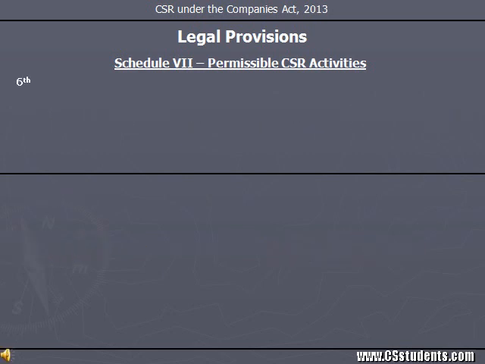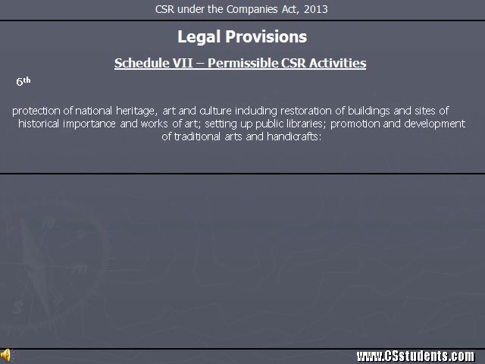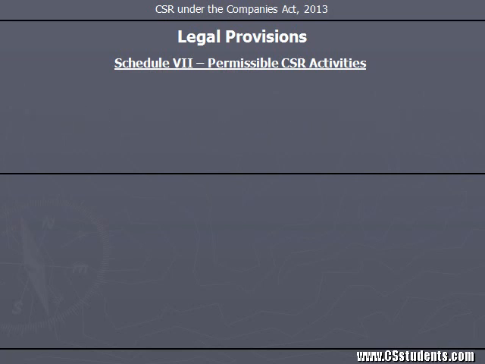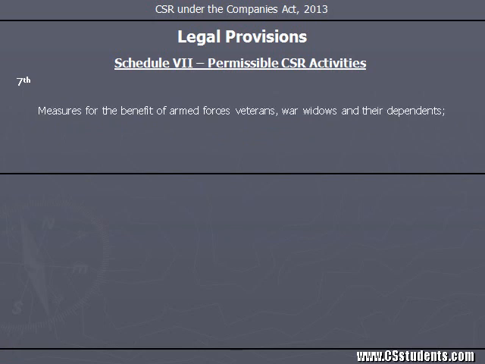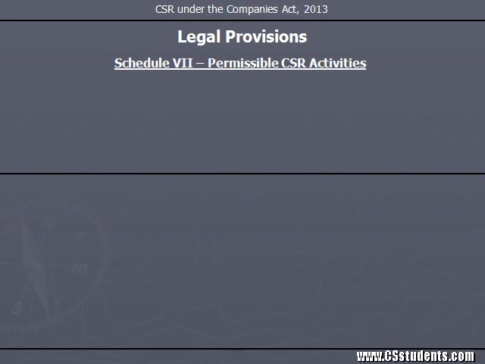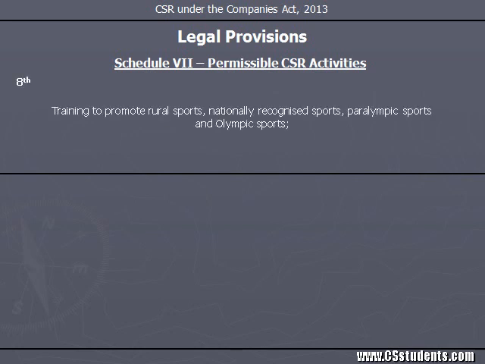The sixth is protection of national heritage, art and culture including restoration of buildings and sites of historical importance, and works of art. Setting up public libraries. Promotion and development of traditional arts and handicrafts. The seventh activity in the list is measures for the benefit of armed forces veterans, war widows and their dependents. The eighth activity is training to promote rural sports, nationally recognized sports, Paralympic sports and Olympic sports.